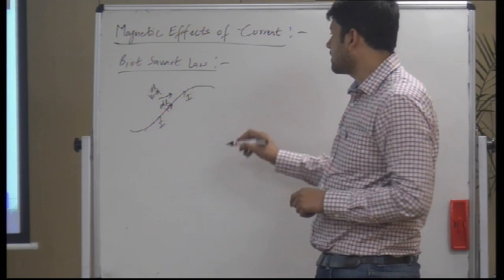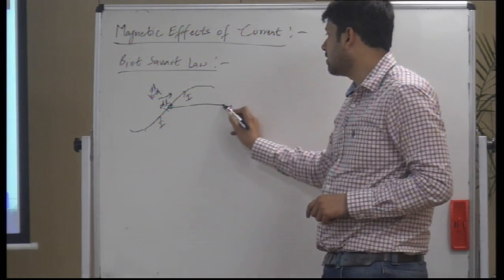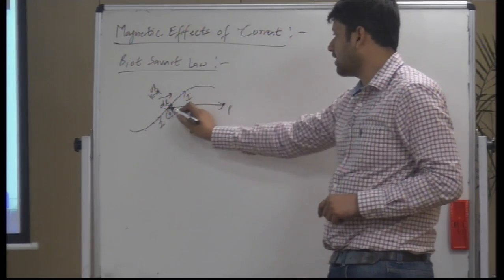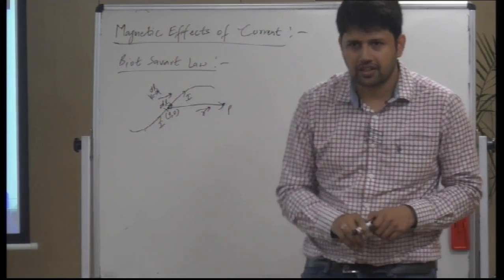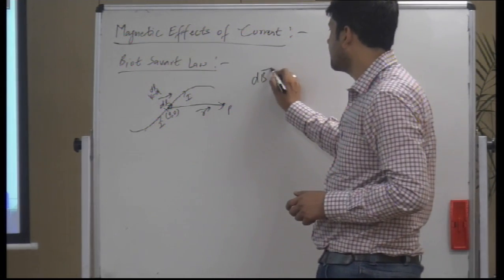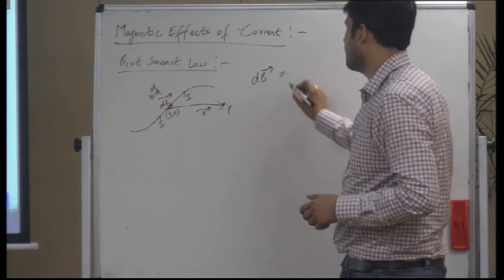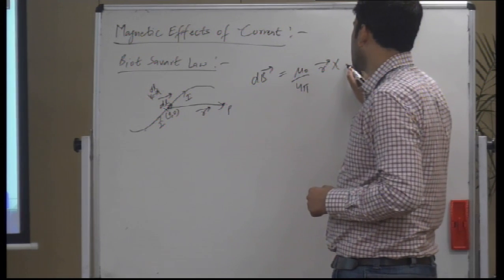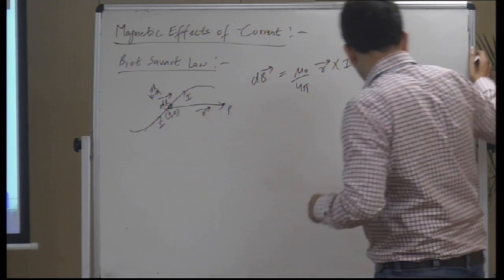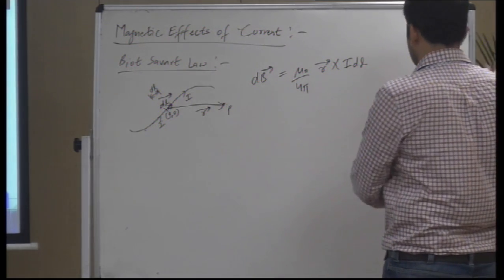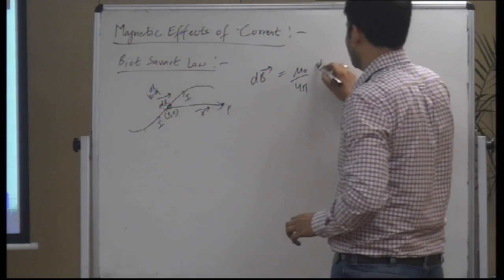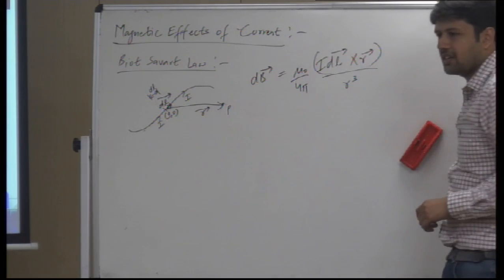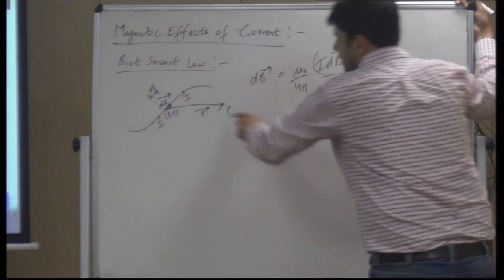Okay, so it says that if P is a point, taking this as origin, if this is the position vector of point P, this law says that the magnetic field due to this small element would be mu naught upon 4 pi, I dl cross r, sorry, I dl cross r, I was writing it in reverse order, upon r cube, okay, where small r is what? Distance between that element and this point.